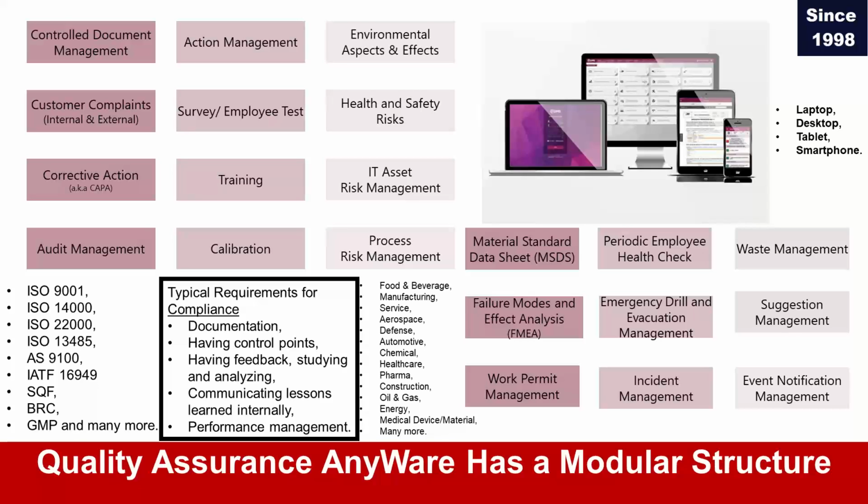In terms of industries, you can use Quality Assurance Anywhere in many different industries we have been working with. In essence, Quality Assurance Anywhere is vertical free. We have customers in food and beverage industry, manufacturing industry, service, banking, finance, aerospace, defense, automotive, chemical, healthcare industry, pharma, construction, oil and gas, energy, medical device, medical material, and many other industries. We have more than 1,000 corporate customers, as I mentioned earlier, and more than 1 million professional users. So you can also enjoy the benefits of Quality Assurance Anywhere to comply with the standards in a digital environment.